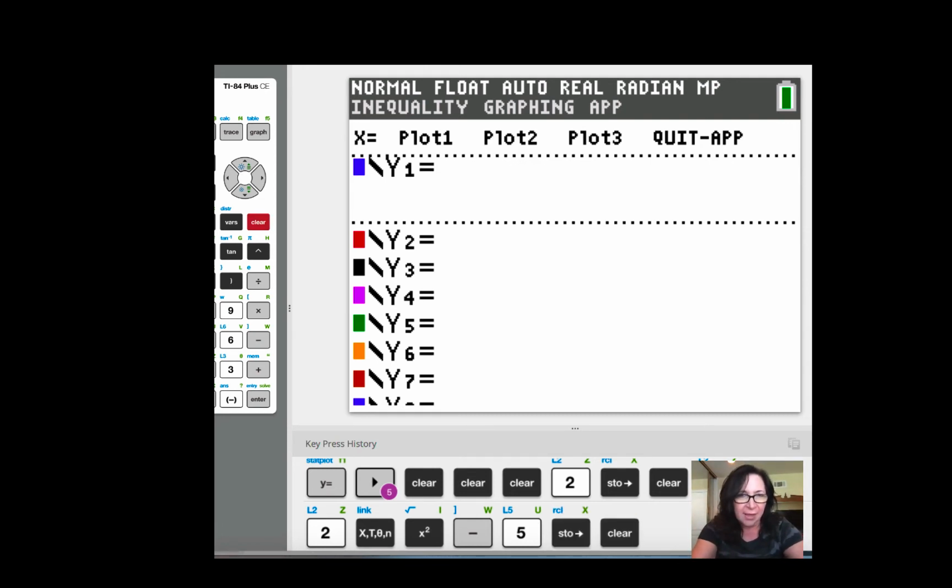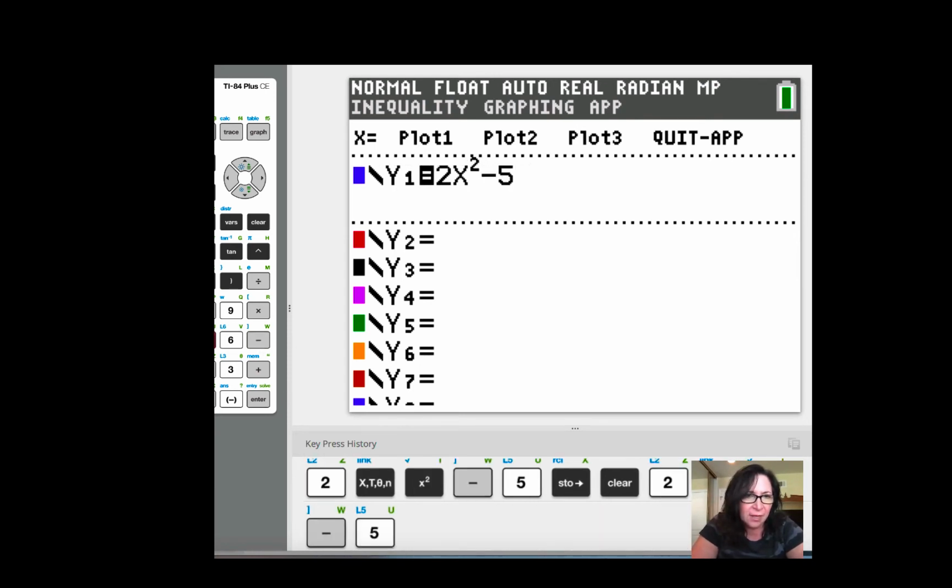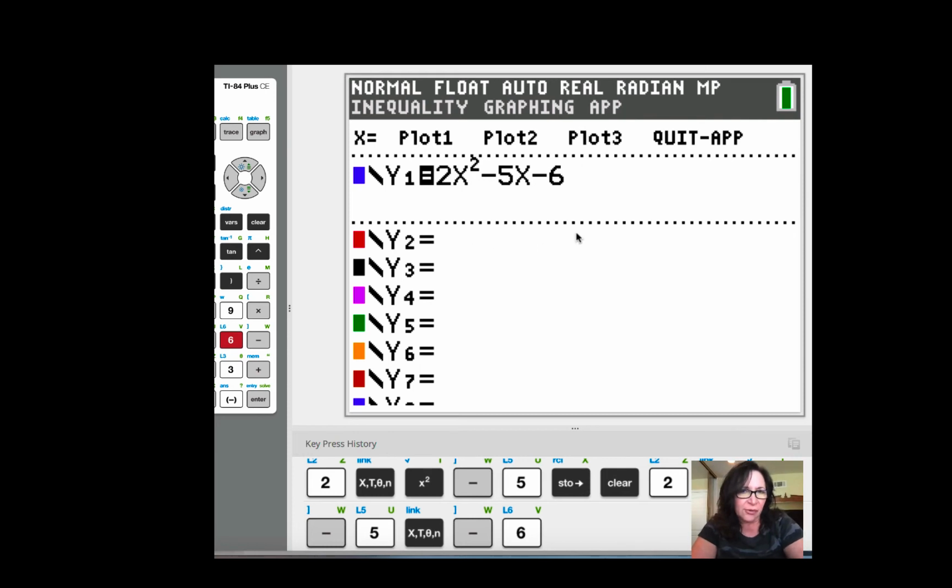Oh, I hit delete, starting over. So 2x, X,T,theta. You know what I did was I hit just x on my computer, whereas on the TI-Nspire you can just hit x, whereas on this you can't do that. Okay, so 2x squared. So we go down here, and then we're going to go minus 5x again, X,T,theta. And then minus 6. So minus 6. And let's see what happens. Oh, I can't hit enter because then that'll go to the next screen.